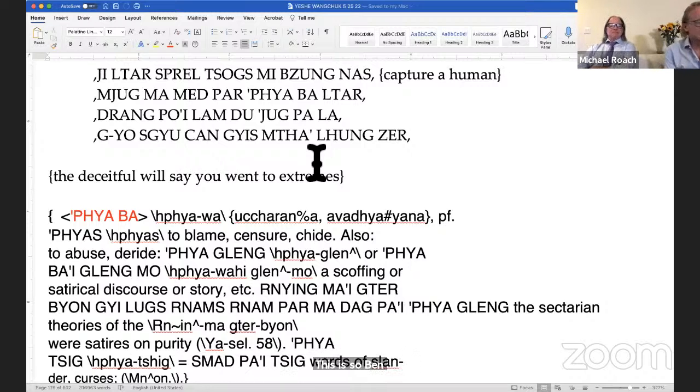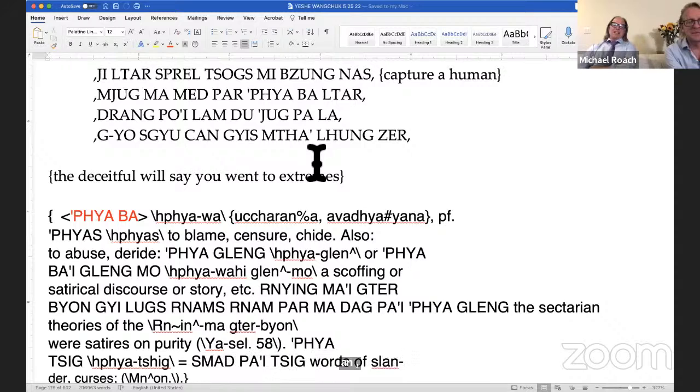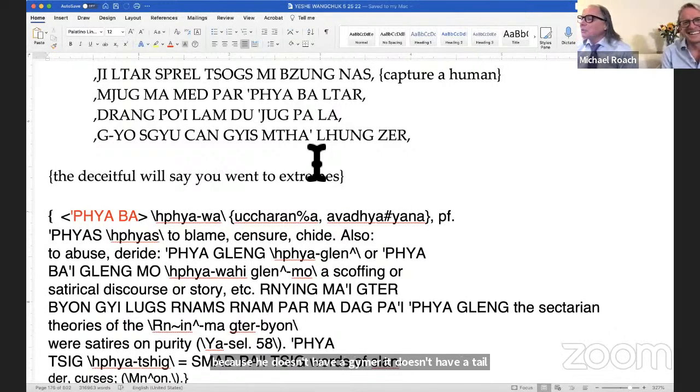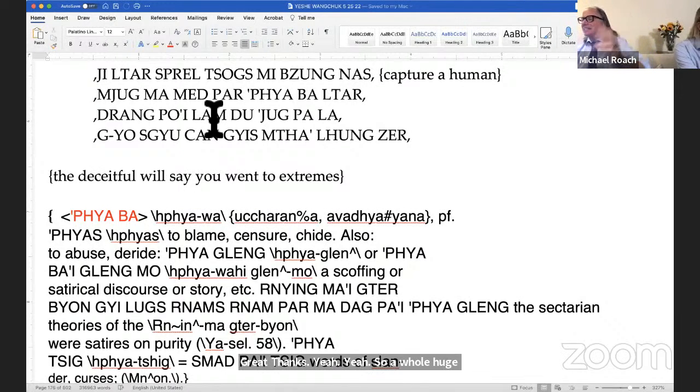Tel means ape, and tu means monkey. So if a bunch of apes capture a human and they start to criticize him because he doesn't have a tail. What's wrong with you? You don't have a tail. You're so weird. Yeah, a whole huge crowd of monkeys grabs the human and says, "You're not cool. You don't have a tail."